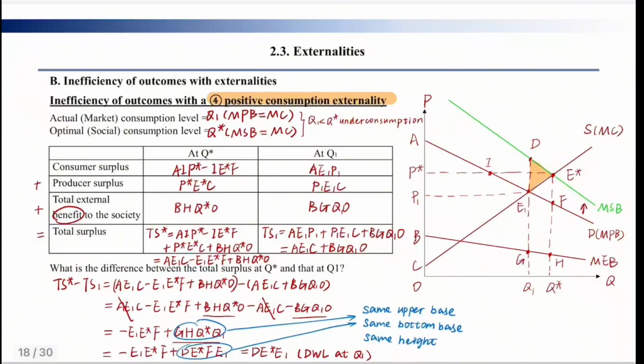Let's move on to the last one, the positive consumption externality. As we said before, the y-axis is the price, the x-axis is the quantity, and this is the supply curve, this is the demand curve. We need to know the externality impacts which curve, the supply curve or the demand curve. Because it is a consumption externality, it is a behavior by consumers, so it must impact the demand curve, because the demand curve is for consumers, the supply curve is for the suppliers, or we said the firms.